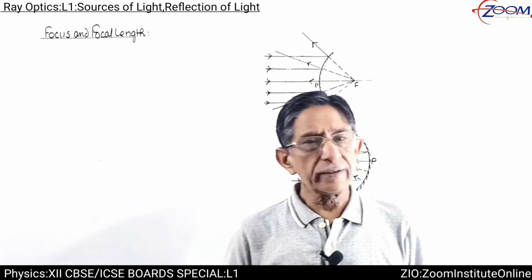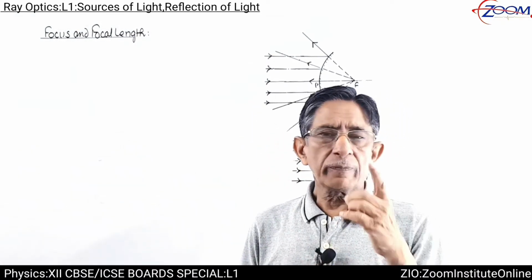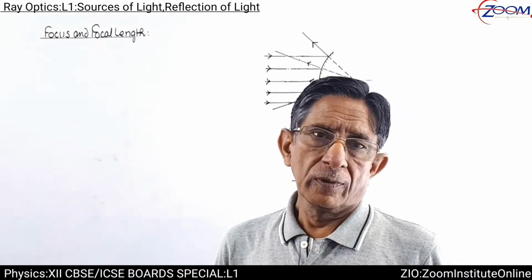Now the question is, in which mirror will these rays converge and in which mirror will they diverge. In case of concave mirror, rays coming parallel to principal axis, after reflection from the mirror, actually converge to a point on principal axis. That point on principal axis is called the focus of the concave mirror. And the distance between pole of concave mirror and focus is called focal length.